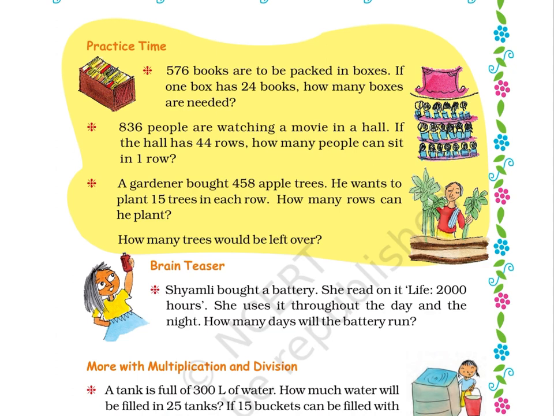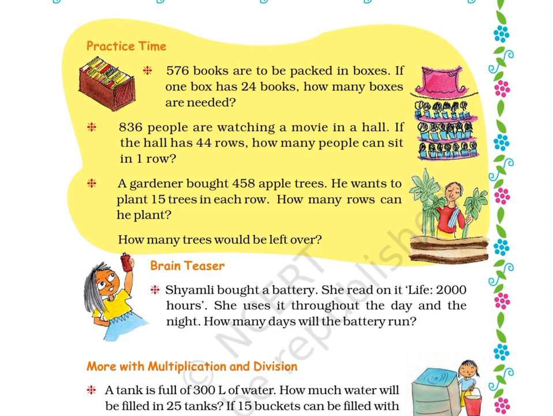576 books are to be packed in boxes. If one box has 24 books, how many boxes are needed? 836 people are watching a movie in a hall. If the hall has 44 rows, how many people can sit in one row?